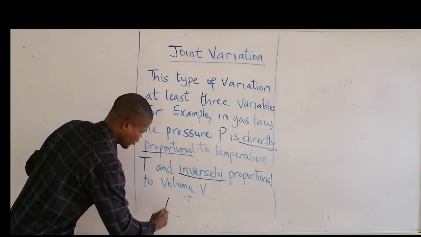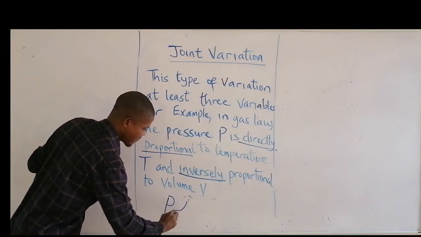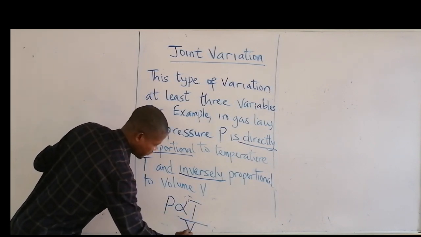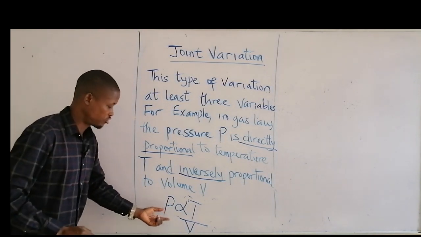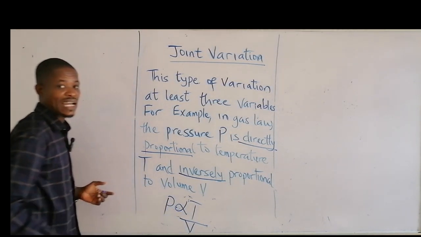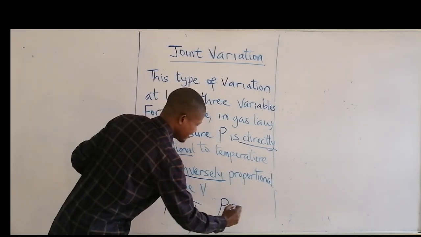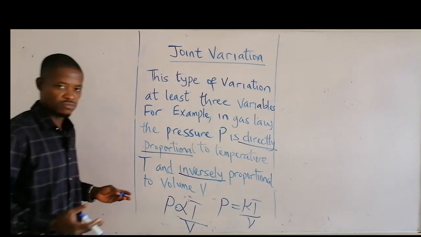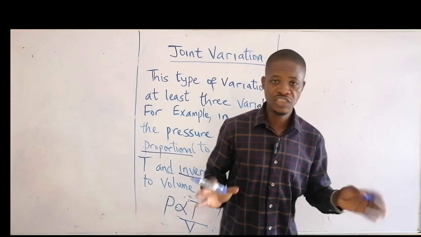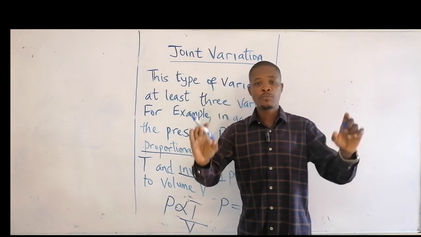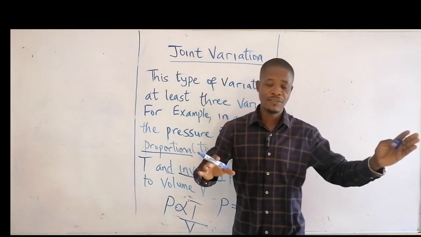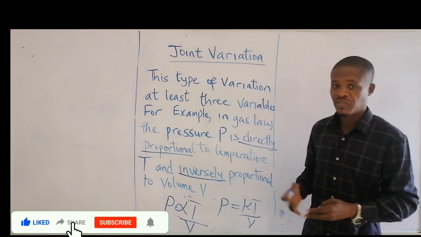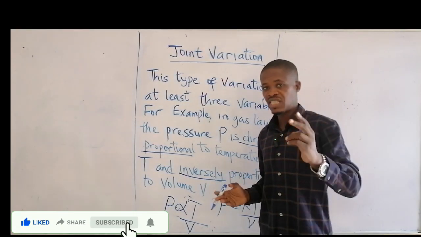So mathematically, P is directly proportional to the temperature T and inversely proportional to the volume V. The next thing to do now is to remove the proportionality sign, and that will give you the pressure P equal to KT over V. That sums up joint variation. In a nutshell, in joint variation, you are combining the two types of variation, direct variation and inverse variation, together. And you must know that in joint variation, you must have at least three variables.